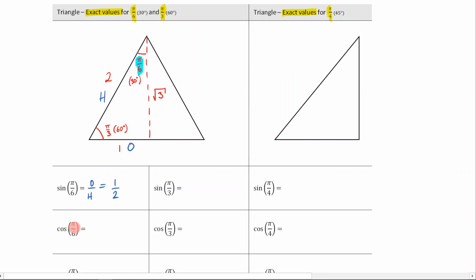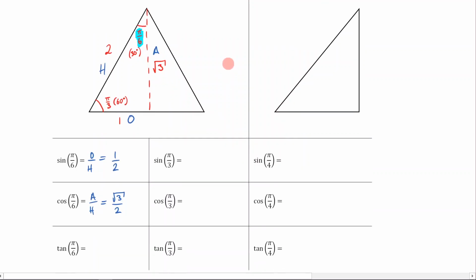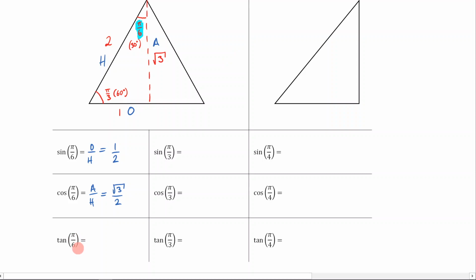If I want to find cos of pi on 6, cos is adjacent over hypotenuse. So I come up here, adjacent to this is over here, and my hypotenuse is this. So it's going to be the square root of 3 on 2. And then finally, we have tan of pi on 6, which is going to be opposite over adjacent, which is going to be 1 over the square root of 3.